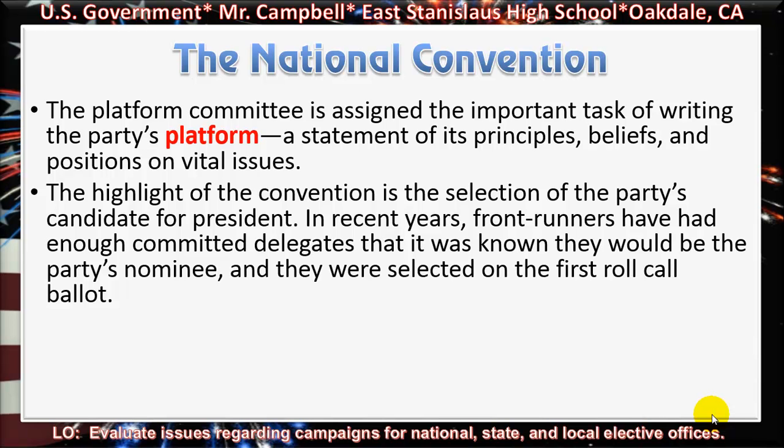So, I really can't think of an election where we didn't know who the presidential candidate would be by the time the convention rolled around. But it doesn't have to be that way.